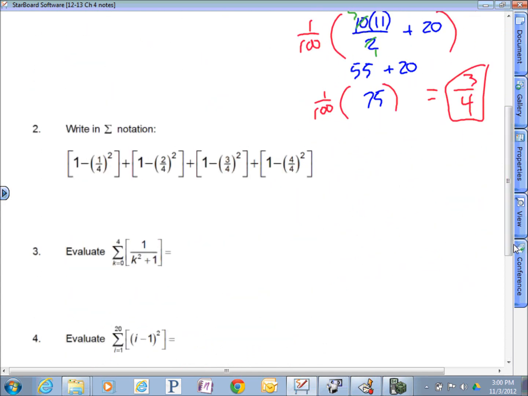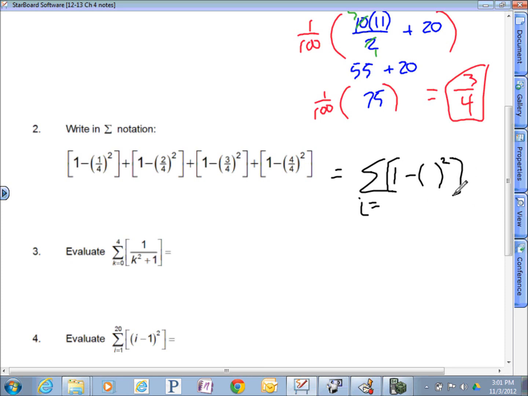Number 2, let's go backwards. Now let's write this as a sigma. I equals something to something. I don't know what. We just have to figure out what it is. So let's look for patterns. Well, what do you notice? Every one of these terms has a 1 minus something being squared. So I'm thinking that my sigma is going to have a 1 minus something being squared in it, and I'm even going to put it in a bracket so it looks the same way.